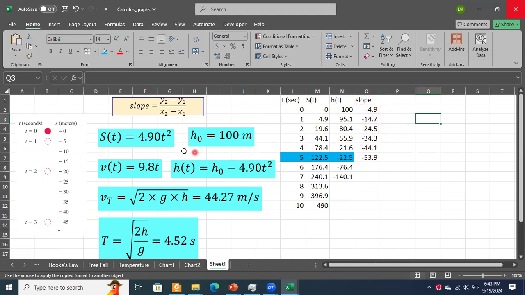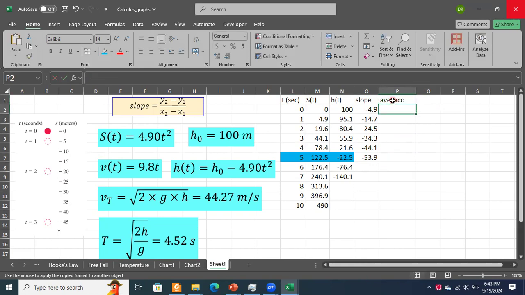However, in this case, we have 4.90 t squared, so this model is a second degree polynomial. In order to describe a second degree polynomial, it is apparent here that the slope is not solely adequate. So now I can compute the second order slope, which is the slope of slope, and in this problem it is equivalent to the average acceleration.